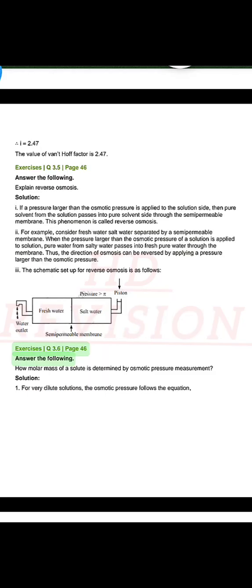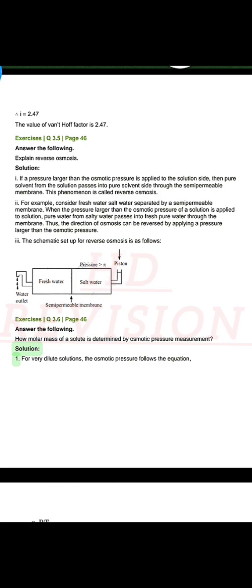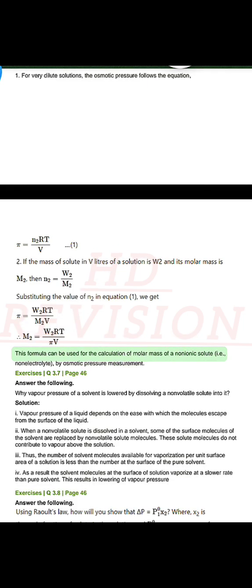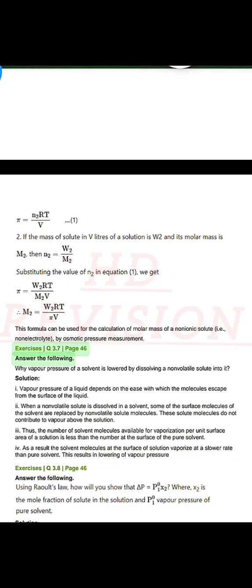Exercises Q 3.6, page 46. Answer the following. How is the molar mass of a solute determined by osmotic pressure measurement? Solution: For very dilute solutions, the osmotic pressure follows the equation pi equals CRT. This formula can be used for the calculation of molar mass of a non-ionic solute, i.e., non-electrolyte, by osmotic pressure measurement.